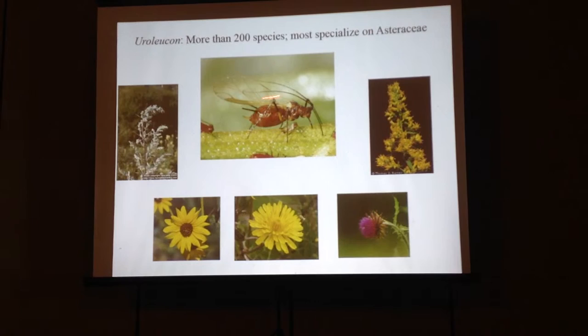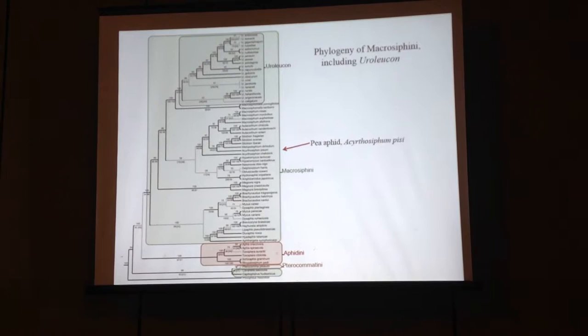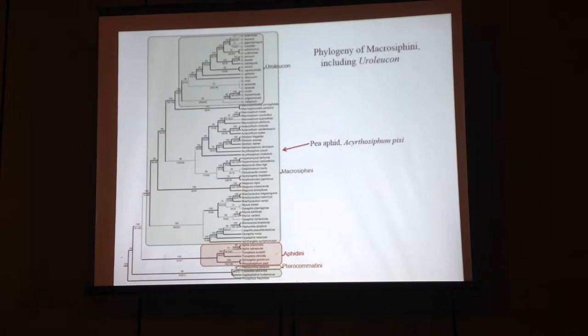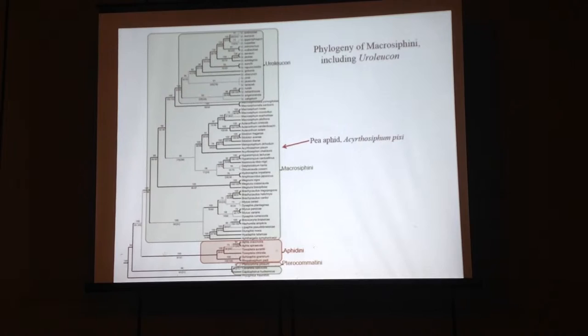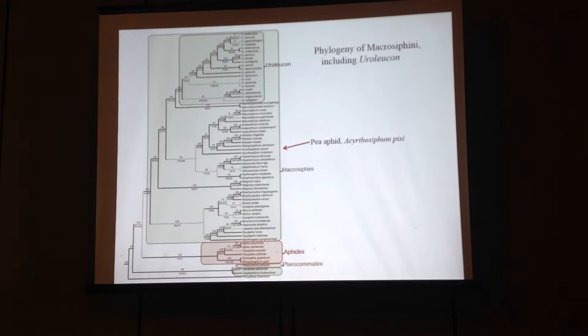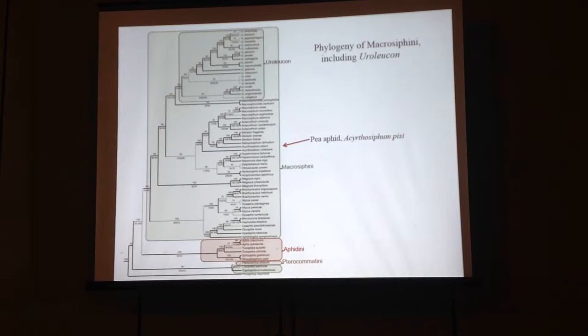Now, I should say that all of the evolutionary work, including all the phylogenetic work that is being done or has been done on this genus, rests on the foundation that was laid by Nancy Moran and her former student, Carol von Dohlen. And they found, in their efforts to resolve phylogeny among species of Uroleucon, they found it very difficult to resolve because of relatively low amounts of variation among species.